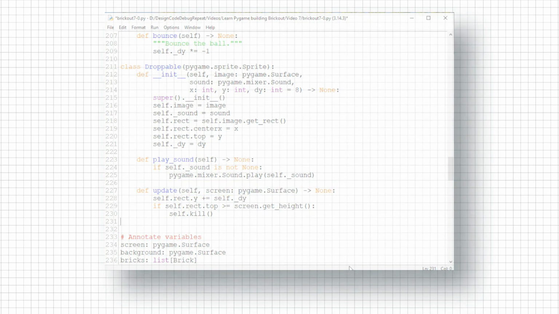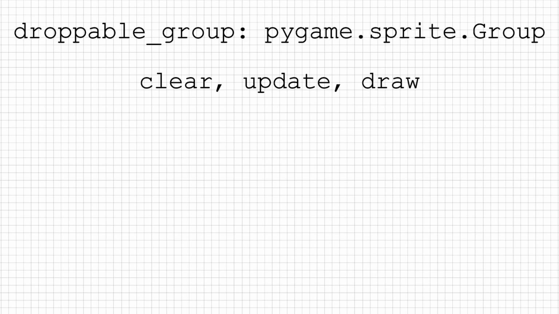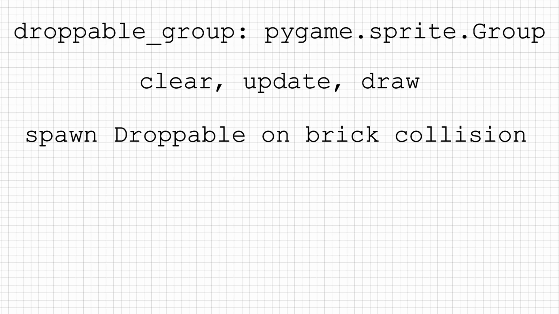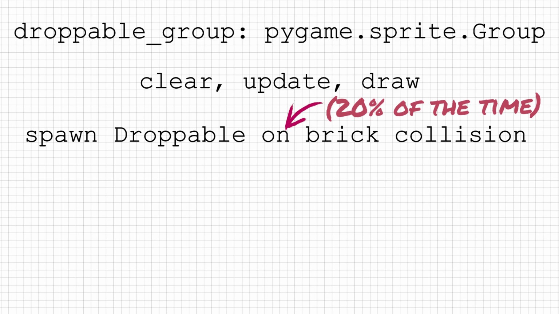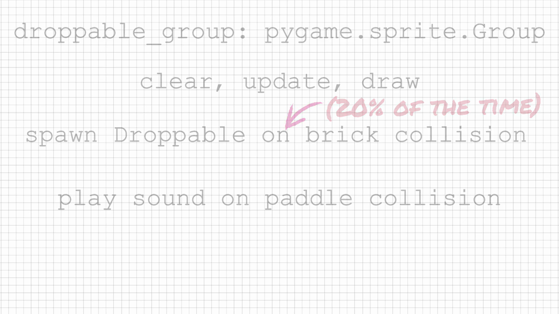Now we need somewhere to store the droppables, so I'll create a sprite group for them. Then I'll clear, update, and draw that group in the game loop, just like the others. We'll spawn droppables when bricks break, maybe around 20% of the time, and we'll check for collisions with the paddle and play the droppable sound upon collision. See if you can add that to the game and come back. The only part we haven't done before is generating sprites only 20% of the time. We can use the random library, but don't get stuck on that. I'll show you how when you come back.